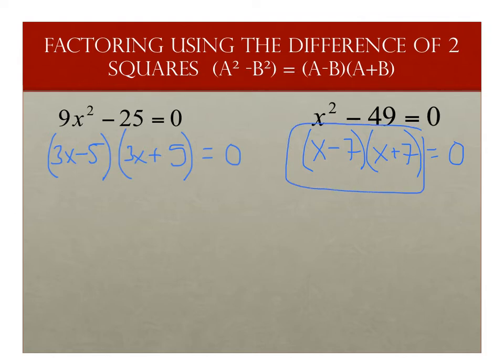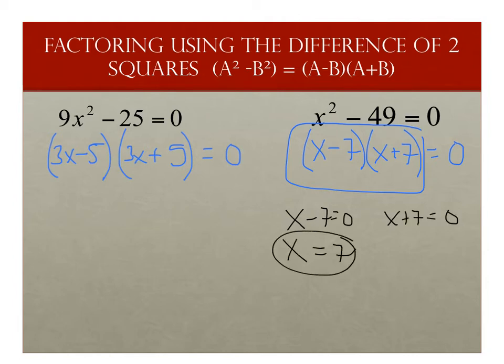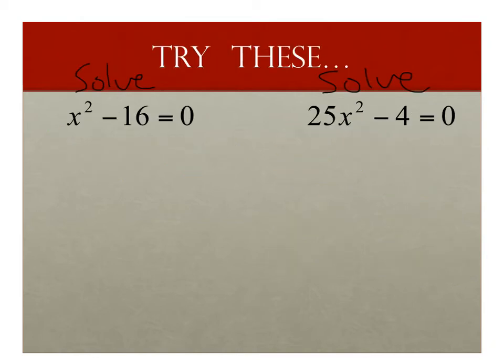So let's pretend. Hey, let's see if we can solve this. So we'll have x minus 7 equals 0. x plus 7 equals 0. We have x equals 7 here. And x equals negative 7. So if it asks us to solve, we could go that step further. If it just asks us to factor, we're right here. Let's go ahead and solve both of these.